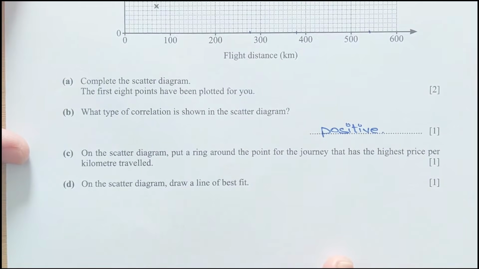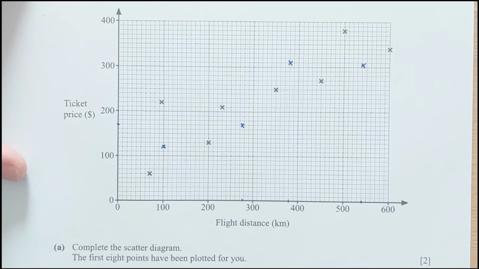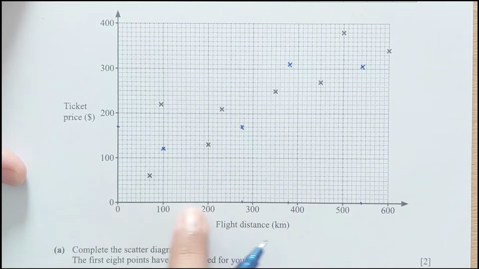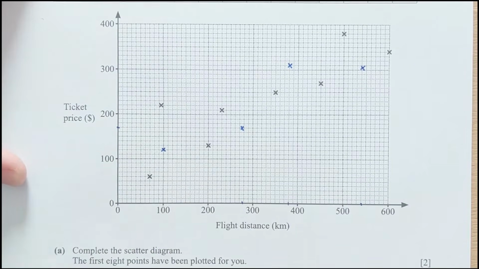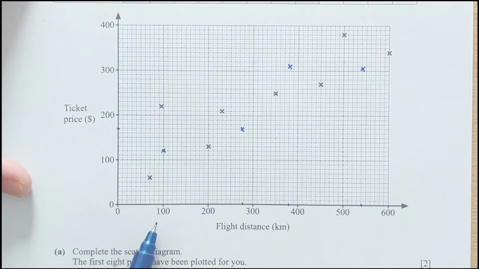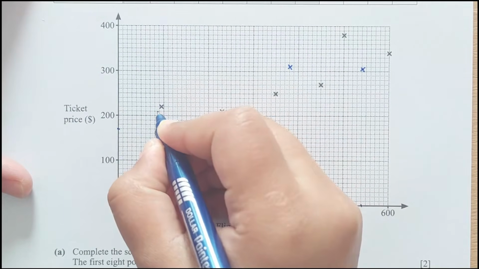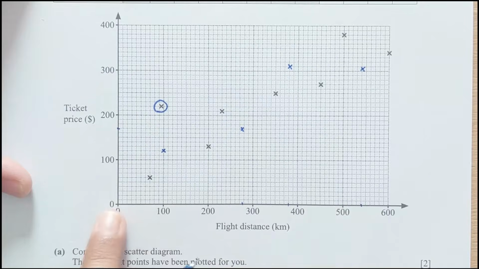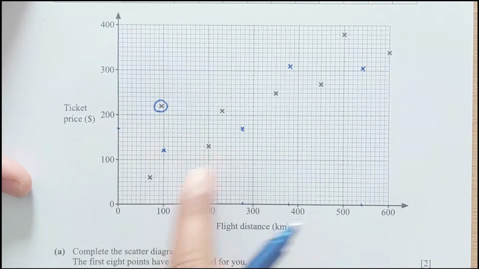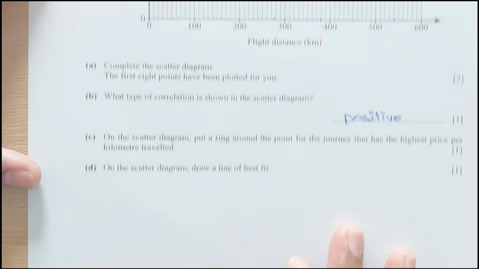Now for part C, on the scatter diagram, put a ring around the number for the journey that has the highest price per kilometer traveled. Here, these are the distances. As the distance increases, the price increases. Now we need to find the point where less distance is covered but the price is higher. This point, you can see the distance covered is about 95, and the price is more than 200, but the rest are linear.